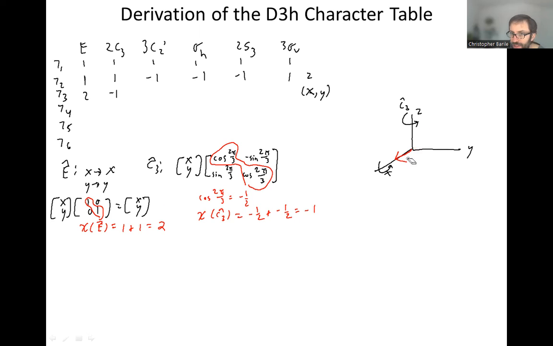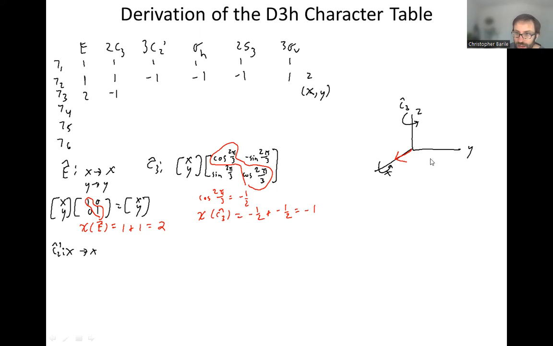Last time we said that we're going to define one of our perpendicular C2s as being coincident with the x-axis. So if we're rotating 180 degrees that way, and this vector is coming towards us, it's still going to be pointing towards us there. So x for C2 prime is going to go to x. Now, what about a y vector?